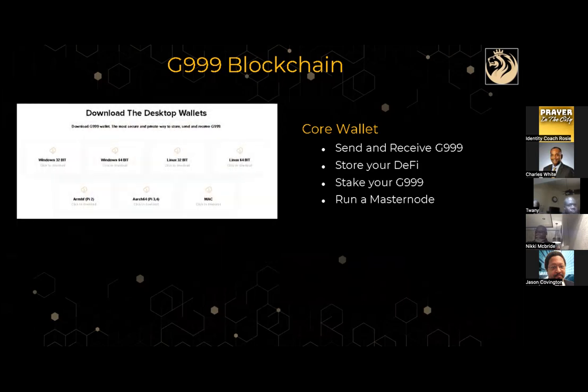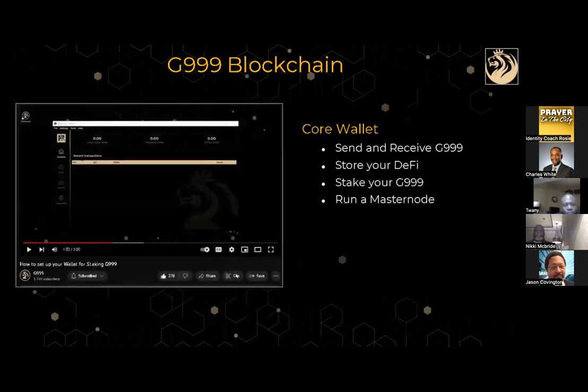The Core Wallet can be downloaded from g999main.net. We have installations for Windows, Linux, Mac, even Raspberry Pi, if you're familiar with that bit of technology. So there's a lot of ways that you can run this. And there's additionally a lot of videos out there that can show you how to best set it up.